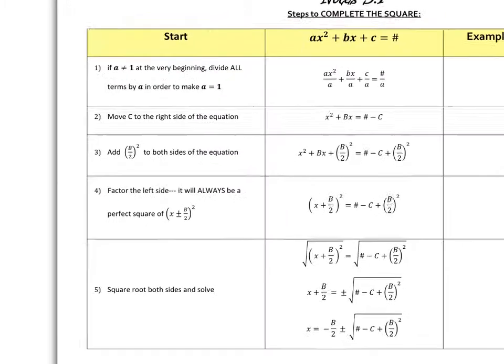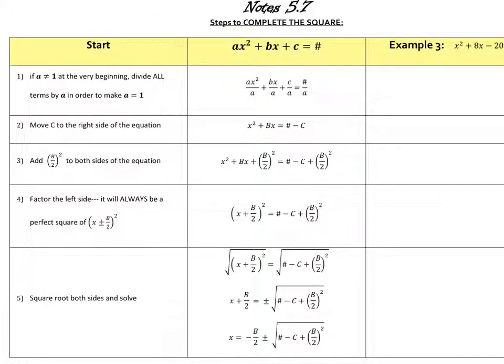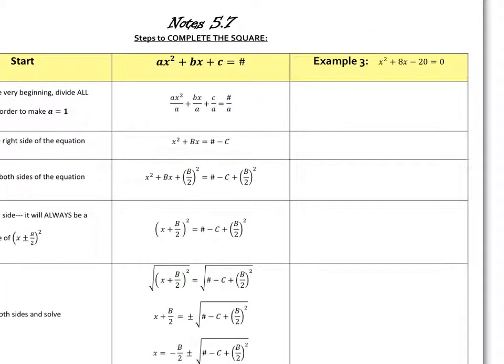All right. To start, we get it set up in standard form. So that's ax squared plus bx plus c, and then you can have a number over here. All right, is our example set up that way? Yes. All right, so we're good.